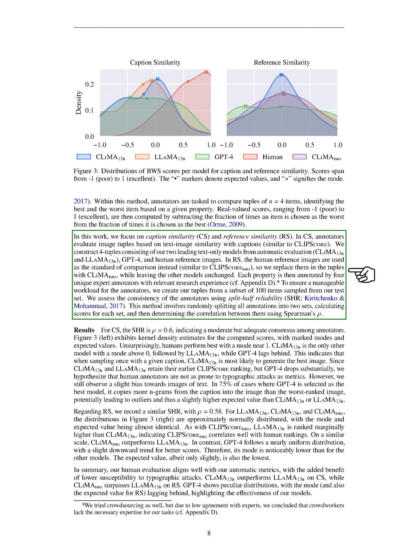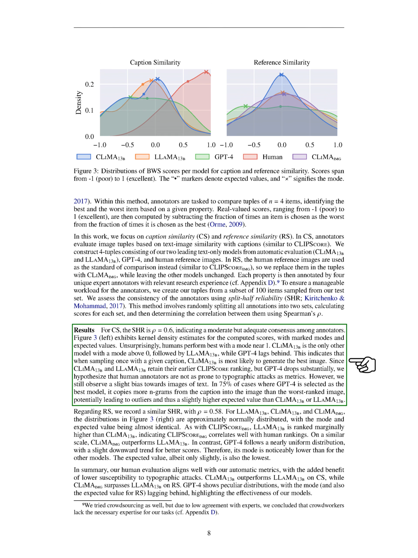As expected, humans performed best with a score near 1. One of our models was the only other model with a score above 0, followed by another model, while the last model lagged behind. This suggests that when sampling once with a given caption, our model is most likely to generate the best image. However, we noticed a slight bias towards images of text. In 75% of cases where one model was selected as the best, it copied more phrases from the caption into the image than the worst-ranked image, potentially leading to outliers and thus a slightly higher expected value than the other models.